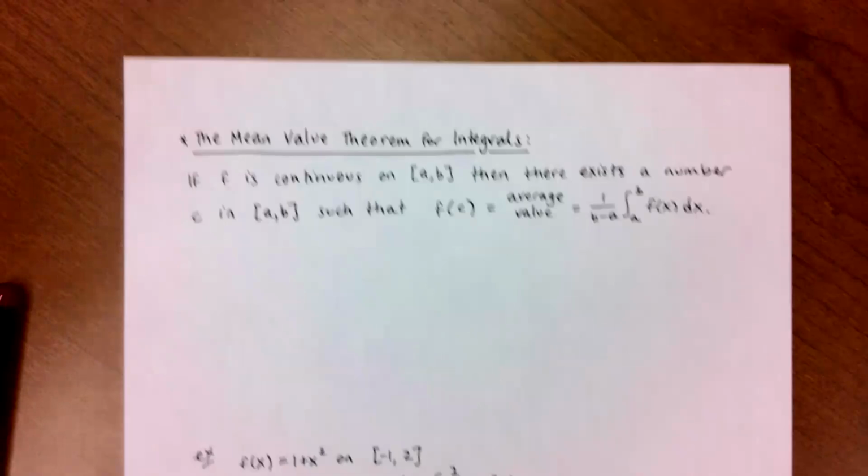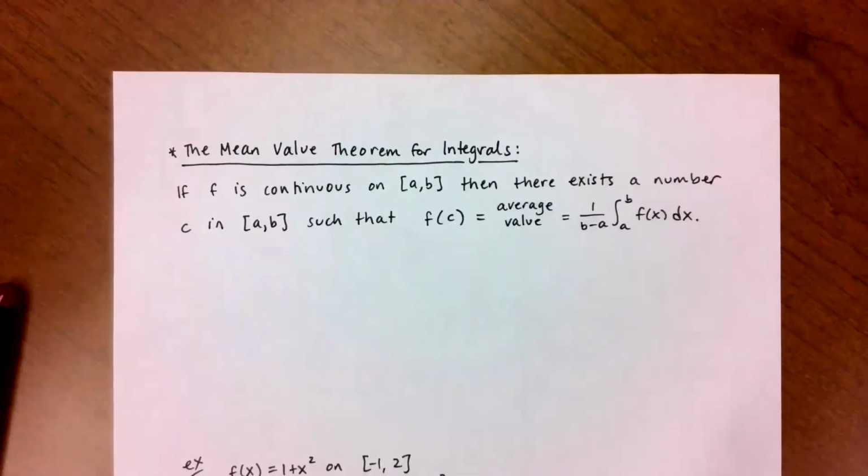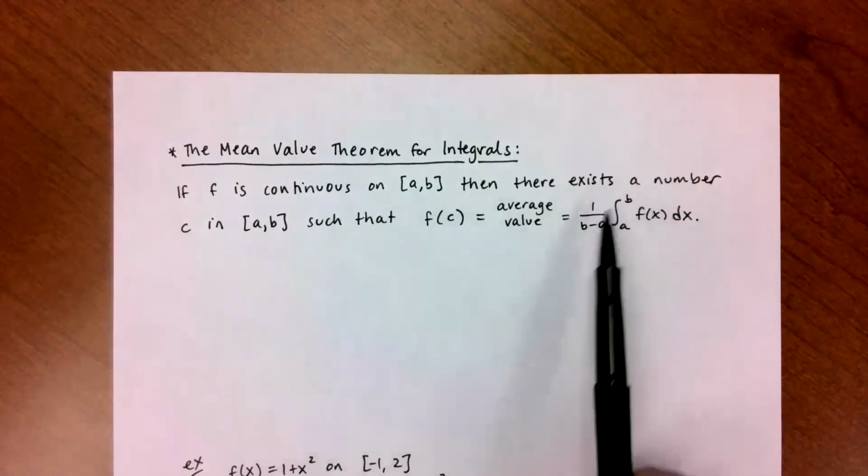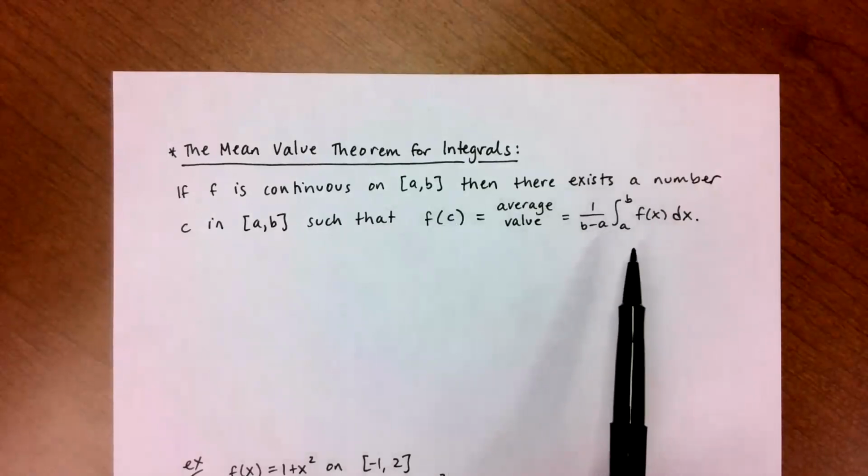The other big thing in this section is the theorem you see on the screen here, the mean value theorem for integrals. Pause me at any time to write this down. It says that if f is continuous on the interval [a, b], then there exists a number c in [a, b] such that, so all of this is saying somebody's y value is equal to the average value of the function.